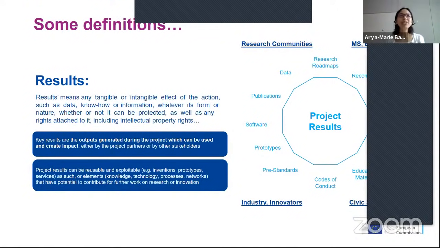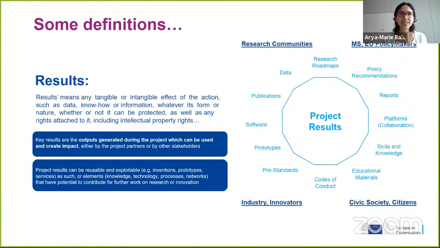So what are results? When we talk about results under Horizon Europe and also under Horizon 2020, we mean anything that is tangible, intangible, and that it can be either data, policy recommendations, as we explained, but what you have to think is that for each result, there is a different audience. So you will have the policy recommendations that are less likely. The most obvious are the publications.